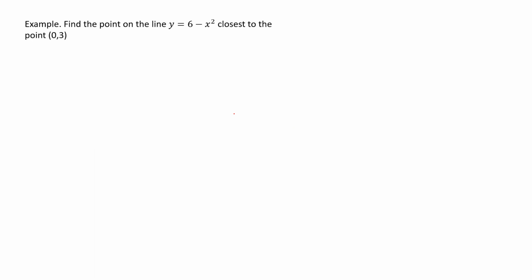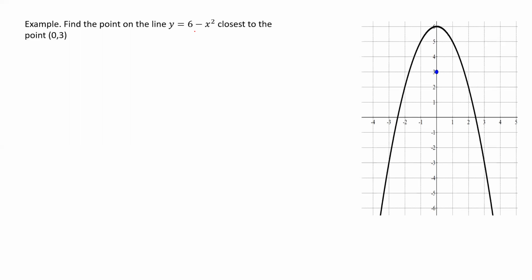So we'll start with finding the point on the line y equals 6 minus x squared that is closest to the point (0, 3). And we'll start by drawing ourselves a diagram. We have a parabola upside down raised up 6. The point (0, 3) is not on the line. You can check that. If you put in 0, you do not get 3.